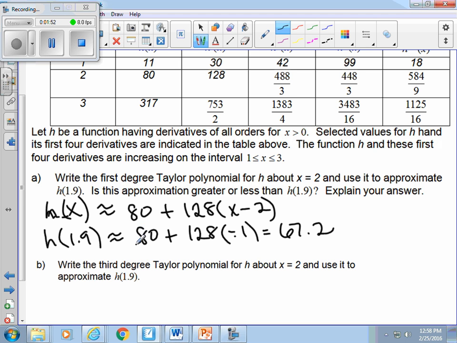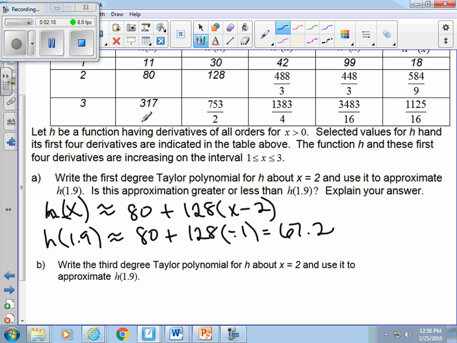All right. Then it says, is this approximation greater or less than h of 1.9? Any ideas? Why? Because the next term is positive, so we'll add on to it. Not necessarily.